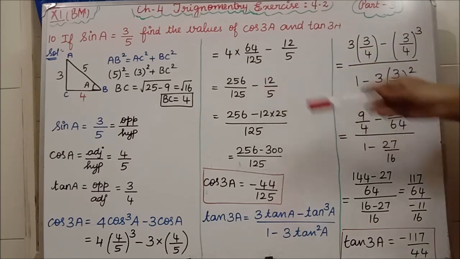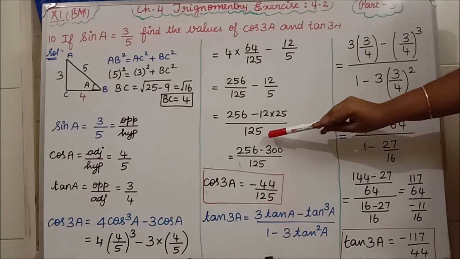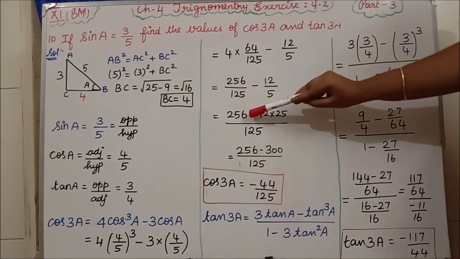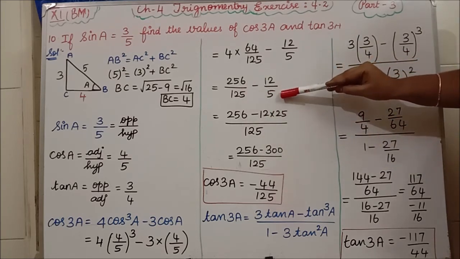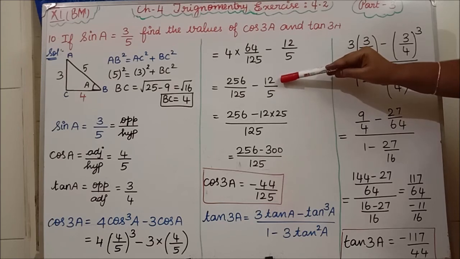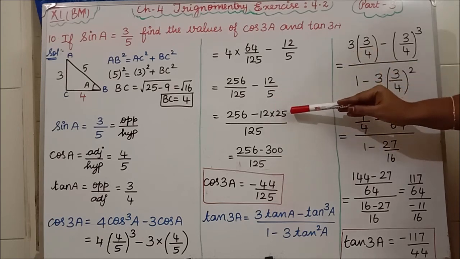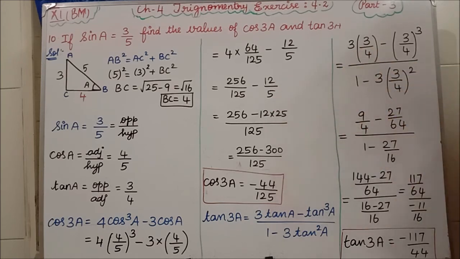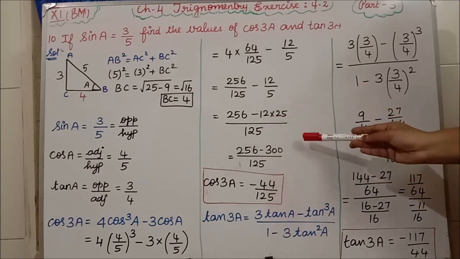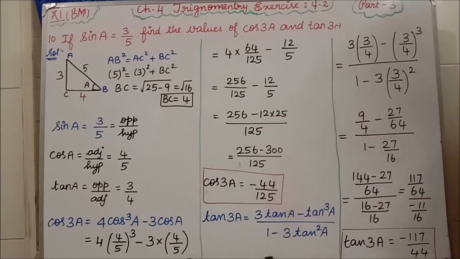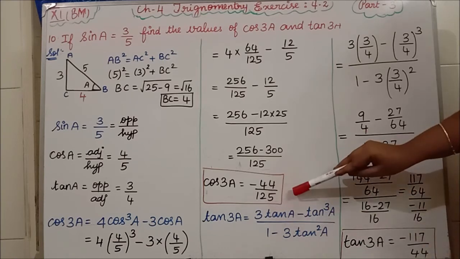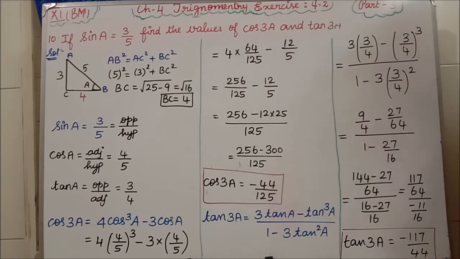For 125 and 5, if you take the LCM, we will get 125 only. So I am writing here 256. To make here 125, what number will you multiply? 25. So 12 into 25. The next step, we are getting 300. So if you subtract, we are getting minus 44 by 125. That is the answer for cos 3a.